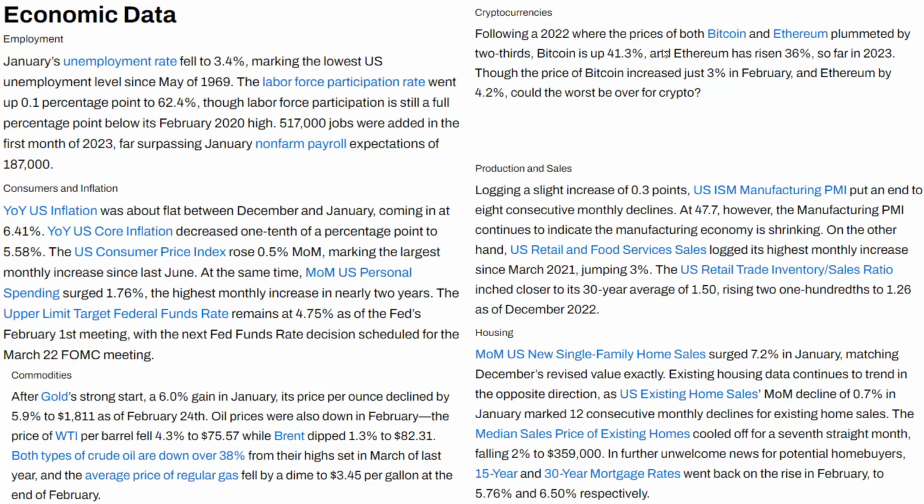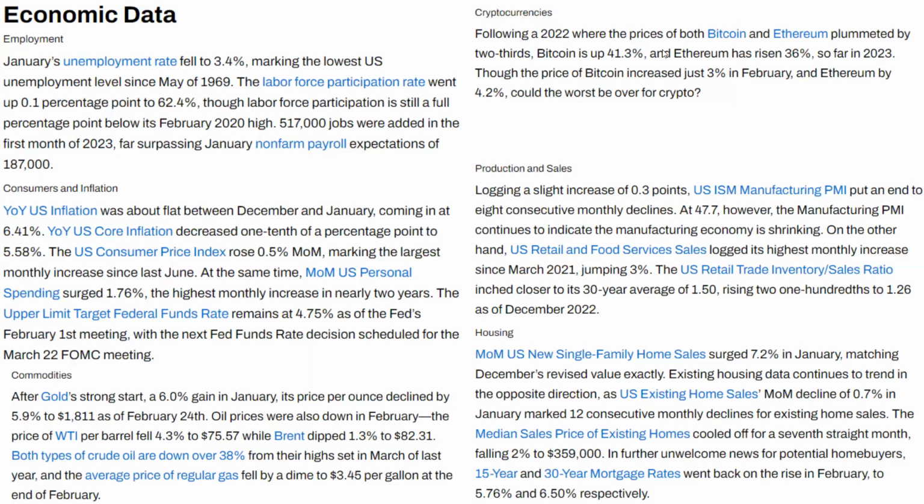Housing, month over month: U.S. new single family home sales surged 7.2% in January, matching December's revised value exactly. Existing housing data continues to trend in the opposite direction, as U.S. existing home sales' month over month decline of 0.7% in January marked 12 consecutive monthly declines for existing home sales. The median sales price of existing homes cooled off for a 7th straight month, falling 2% to $359,000.